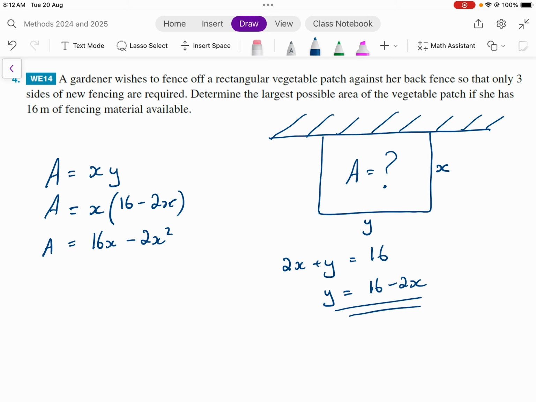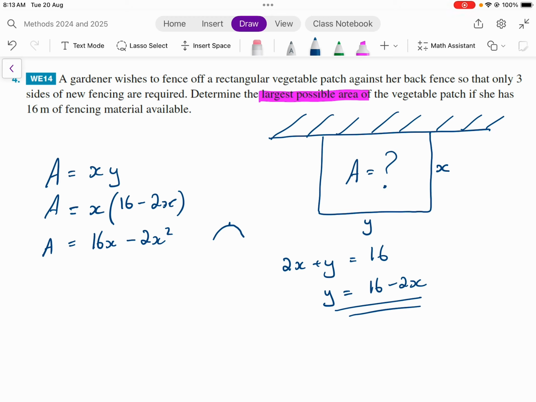Now, optimisation involves finding a maximum or a minimum, depending on the question. This one, we want the largest possible area, so we're after a maximum. And if you think about what this graph would look like, it's going to be an upturned U because it's a negative x squared graph. So we want to know what this maximum value is.